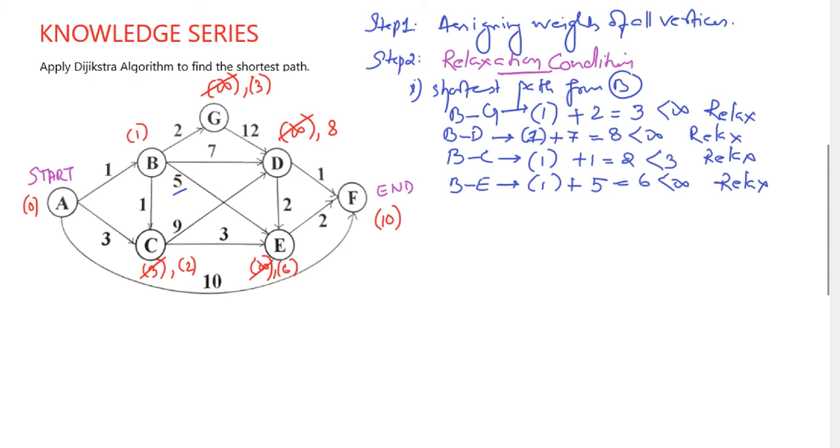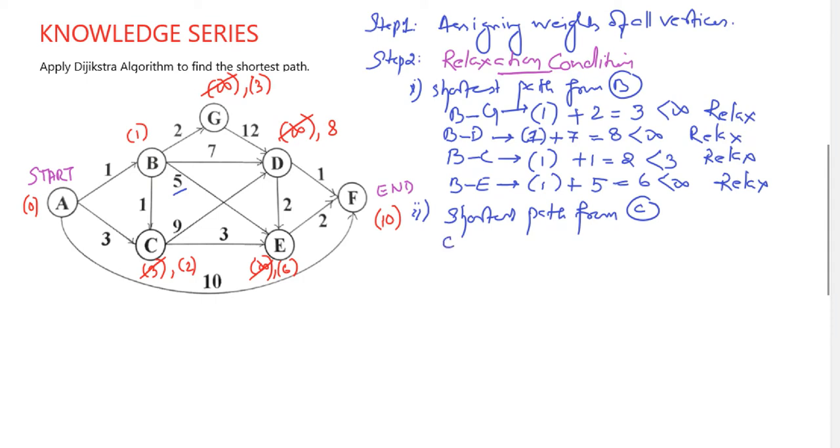Now we go to the next section. B is over. After B, the next smallest is automatically C. So we go to the next case with respect to C. We write here the shortest path from C.